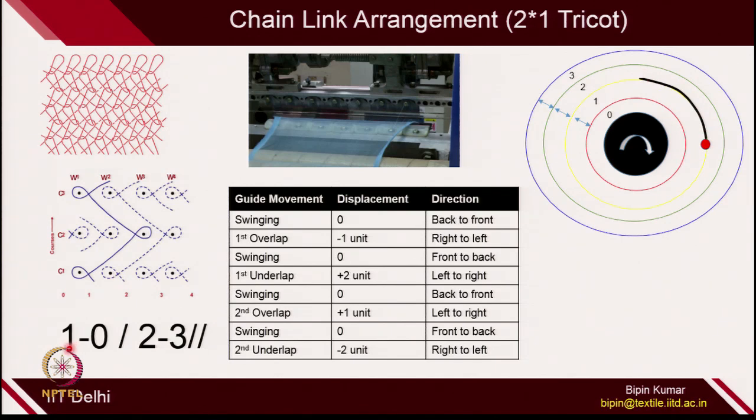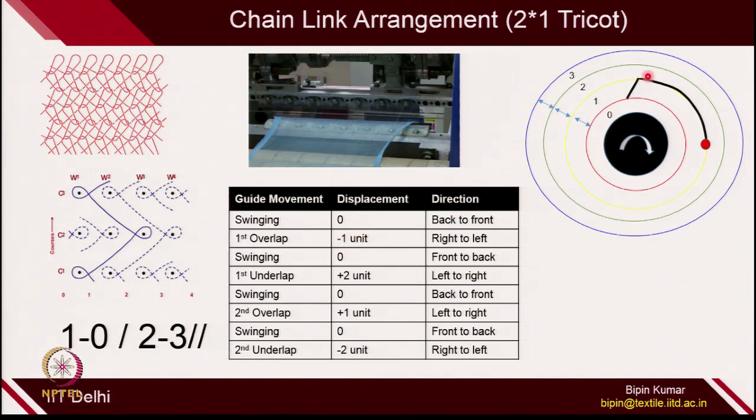Once it reaches the front side of the needle, it changes the position from 1 to 0. It means the follower is at the first position, and now it has to go to the 0 position. Now it has reached the 0 position because it is depressing.